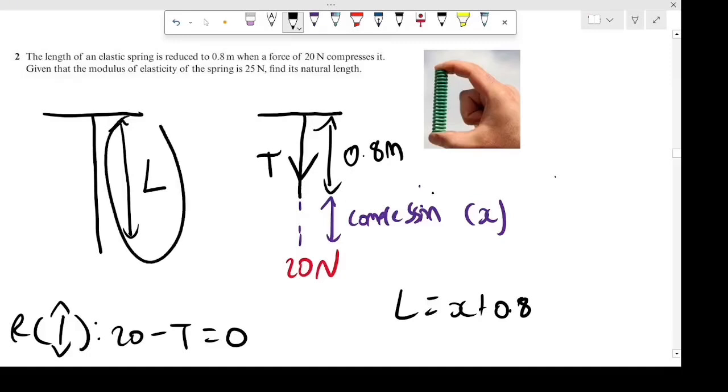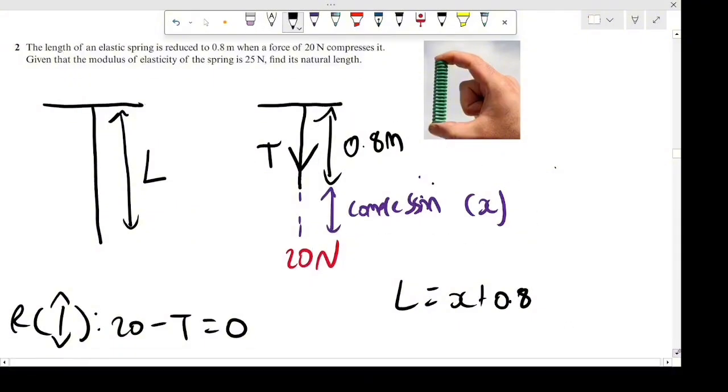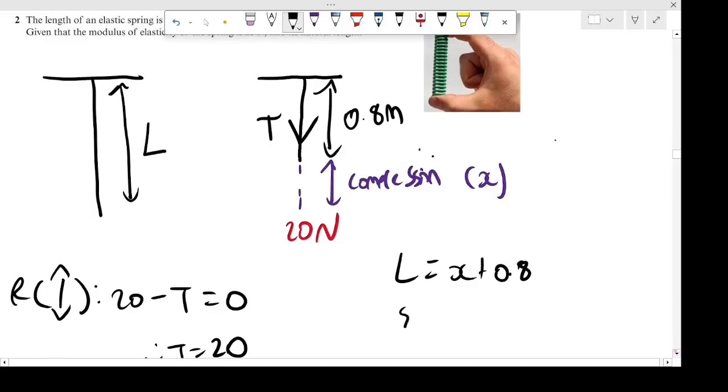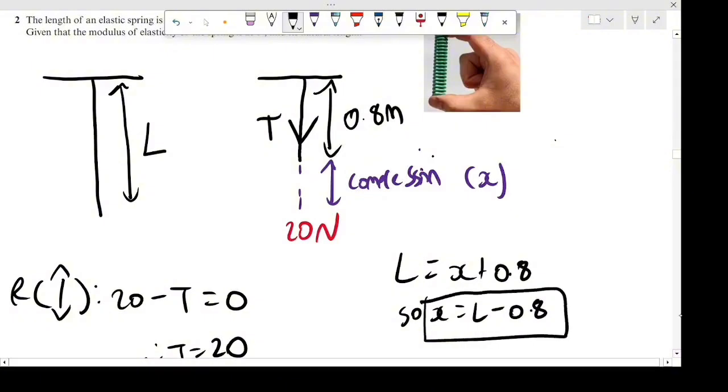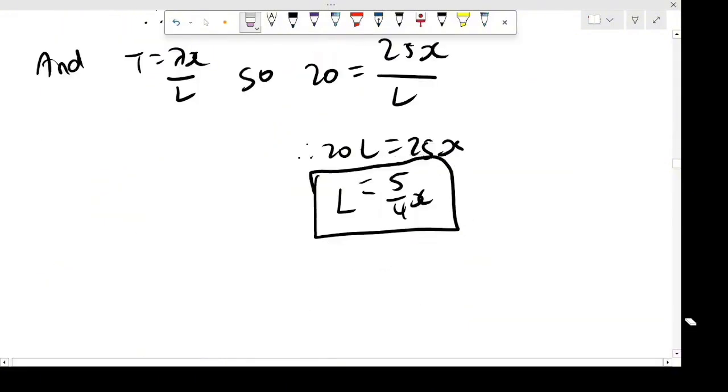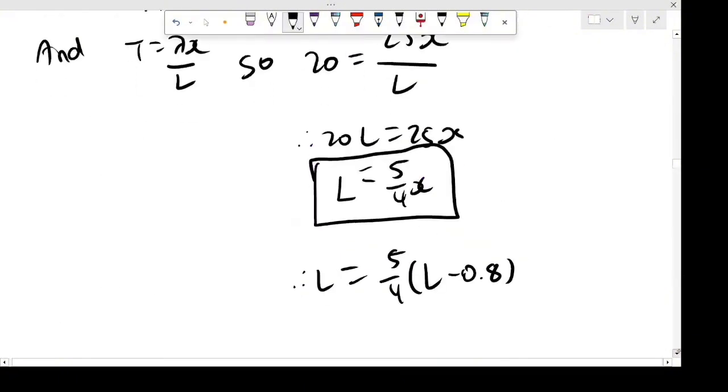Okay, so again, that's because the natural length, hopefully you can spot, is going to be adding these two lengths, they're the same. So there we are. Well, then we can rearrange to say that X is L minus 0.8. Well, actually now I can sub that into here. So that means L is 5 over 4 lots of L minus 0.8. So now we can solve for L.